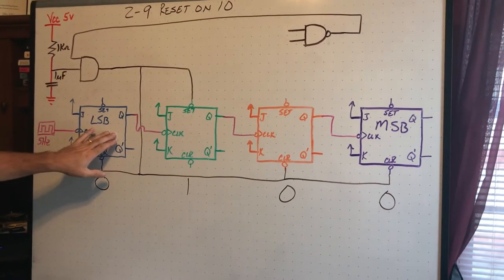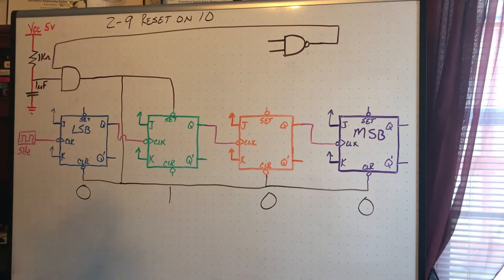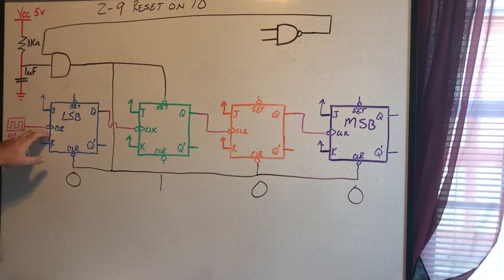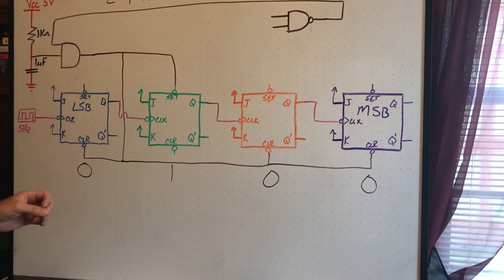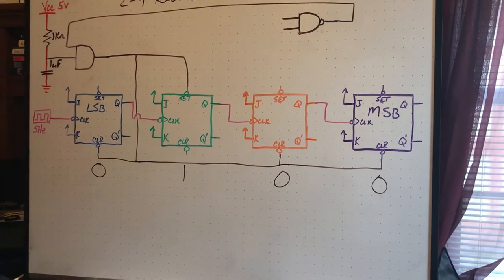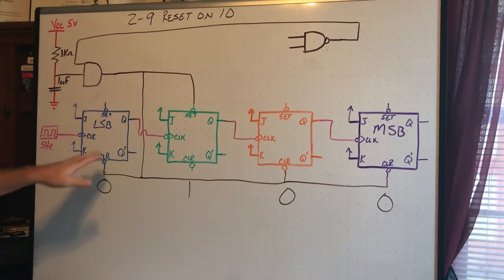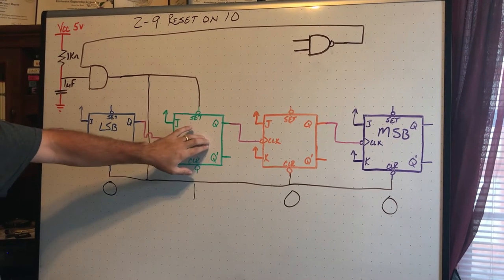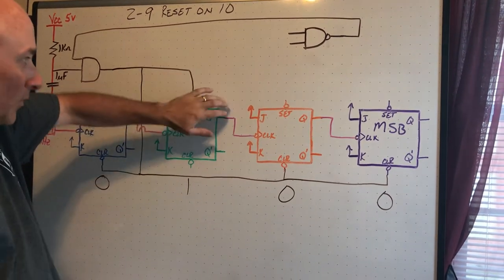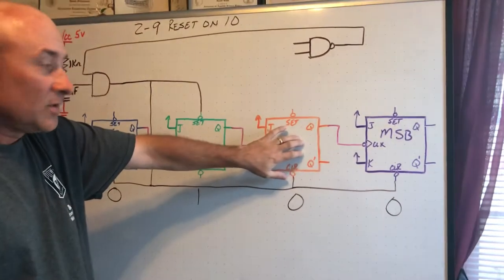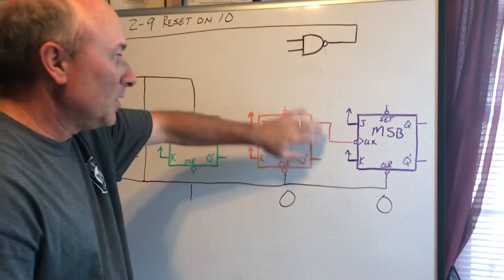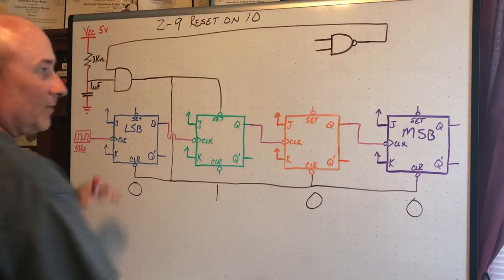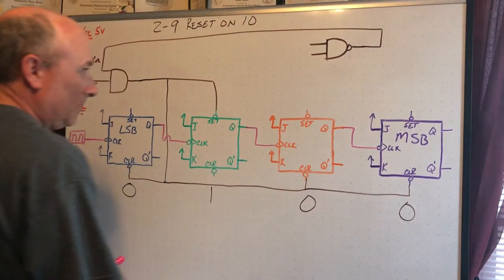These are positive edge triggered, which means they trigger from 0 to 1, but the inverter makes it a negative edge trigger, so it's going to trigger when I go from 1 to 0. So when this flip-flop goes from a 1 to a 0, it's going to clock this flip-flop. When this flip-flop goes from a 1 to a 0, it's going to clock this flip-flop. And when this one goes from a 1 to 0, it'll clock that one. Now, if you notice, this is my least significant bit. This is my most significant bit.